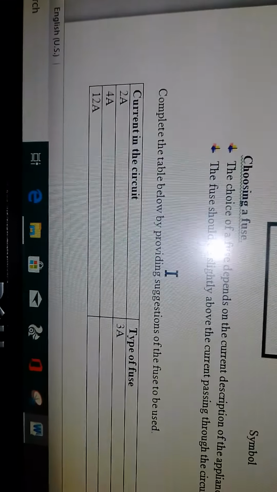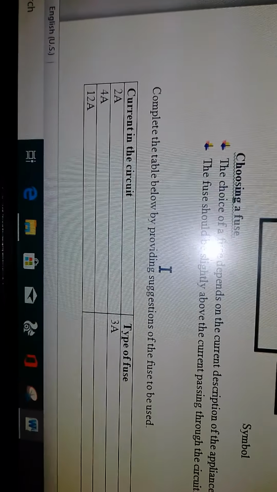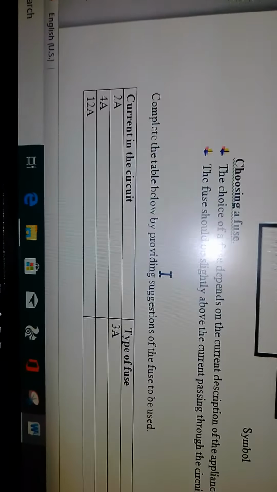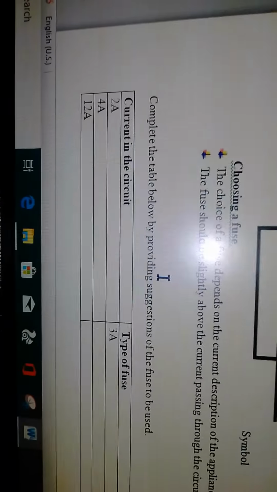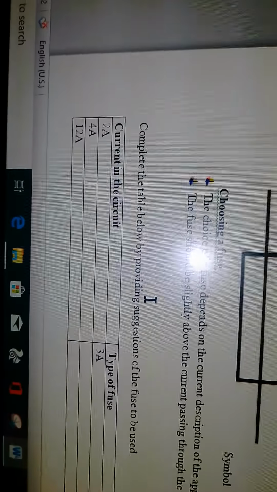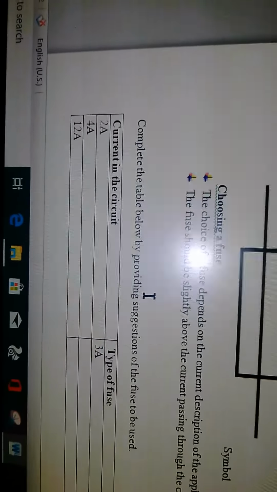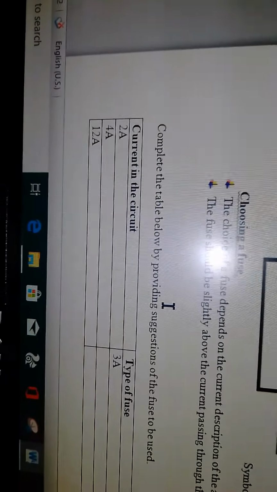Now let's complete the table below by providing a suggestion of a fuse to be used. For example, if the current in the circuit is 2 ampere, the fuse should be slightly above. So that's 3A. If the current is 4 ampere, the fuse should be slightly above 4A. So that is 5A.